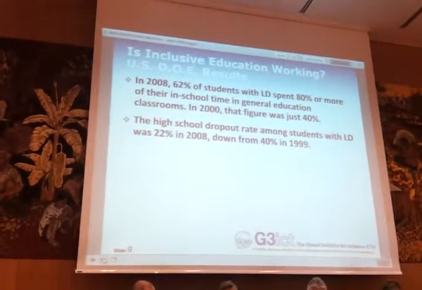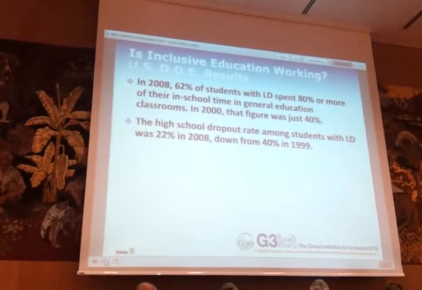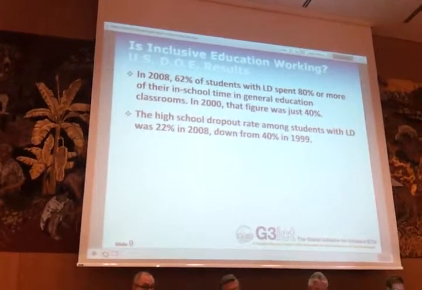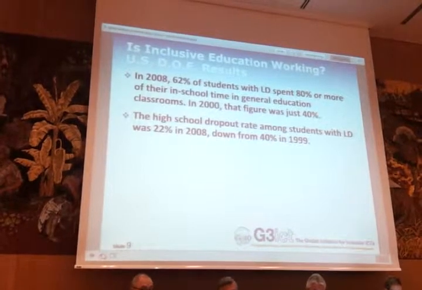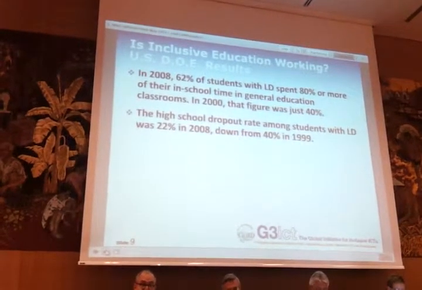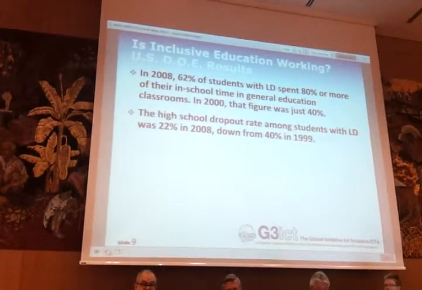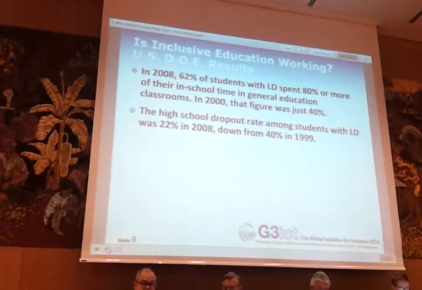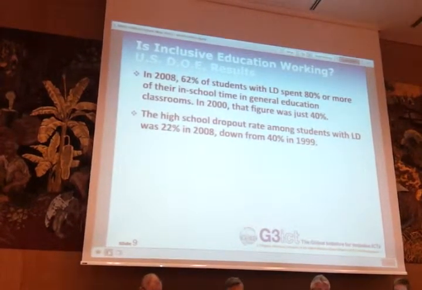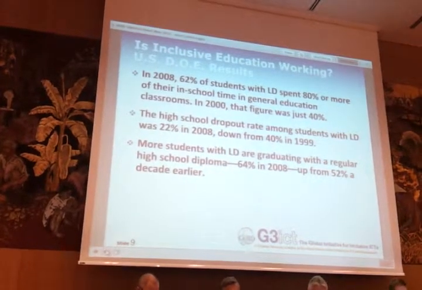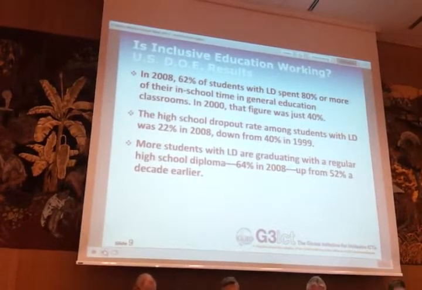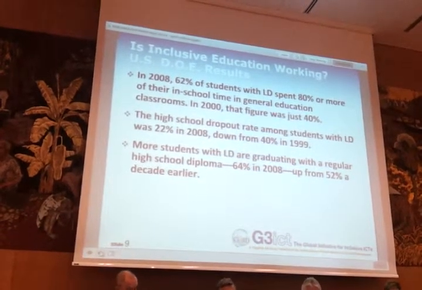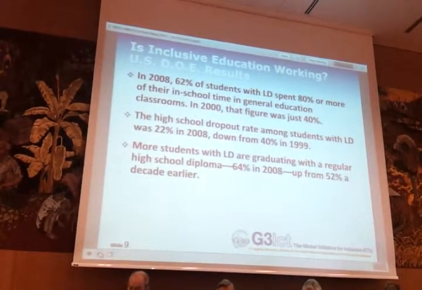During the same period of time, the high school dropout rate among students with learning disabilities actually went down from 40% in 1999 to 22% in 2008. So it looks like something is working for students with learning disabilities, big time. Next slide. And also more students with learning disabilities are graduating with a regular high school diploma, 64% in 2008, up from 52% 10 years before.